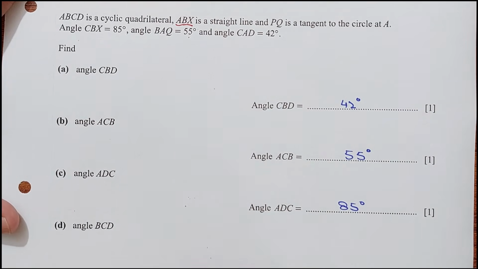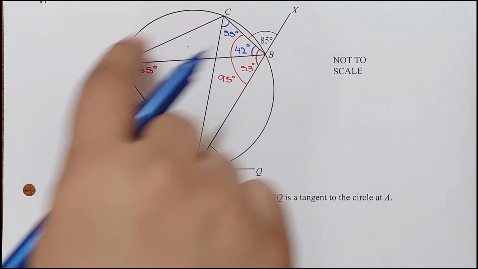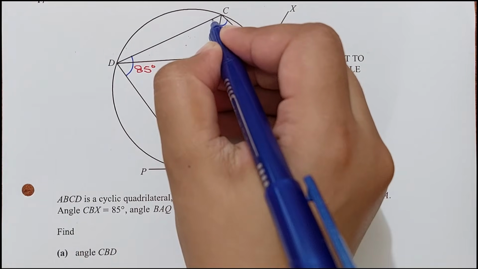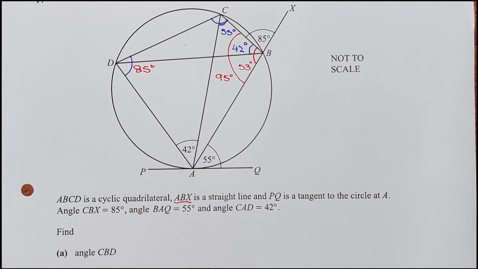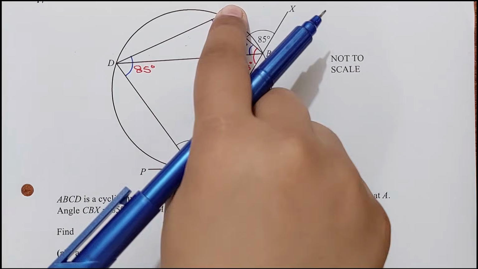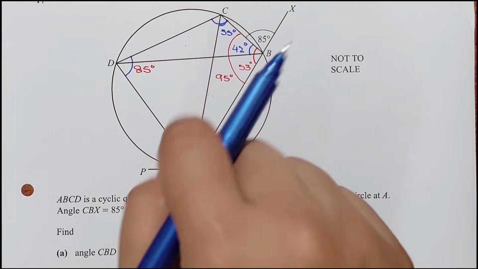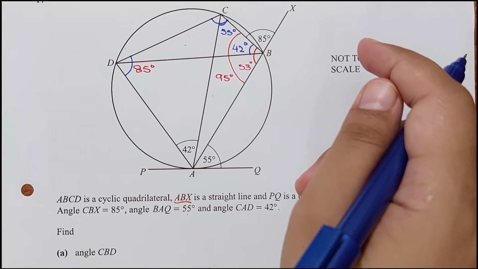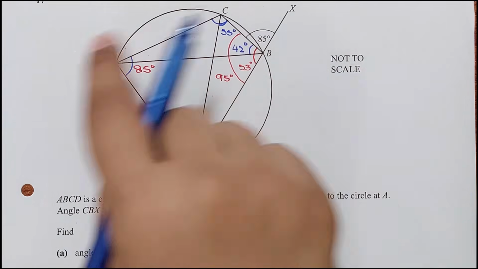All right. Now for part D, angle BCD. Where is BCD? B, C and D. Right, this angle. So in this, if I use the triangle A, D and C, we have angle A, angle D, and let me solve for C. We have two angles. Let's solve the third angle and then add 55 to get the angle B, C and D.